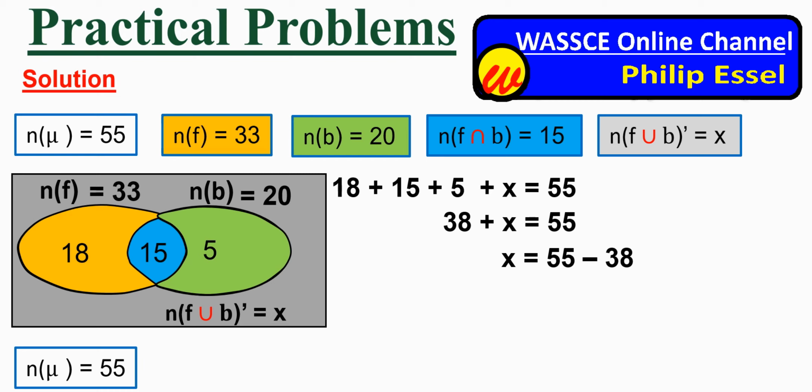Since our x represents the number of students who do not eat any of the foods, what this means is that the number of students who do not eat any of the foods is equal to 17 students or people.